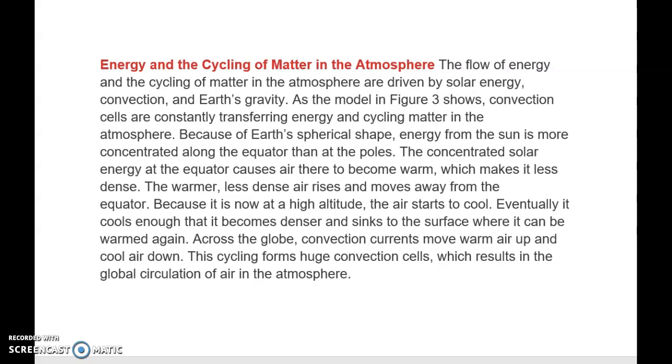Because it is now at a high altitude, the air starts to cool. Eventually, it cools enough that it becomes denser and sinks to the surface where it can be warmed again. Across the globe, convection currents move warm air up and cool air down. This cycling forms huge convection cells, which results in the global circulation of air in the atmosphere.